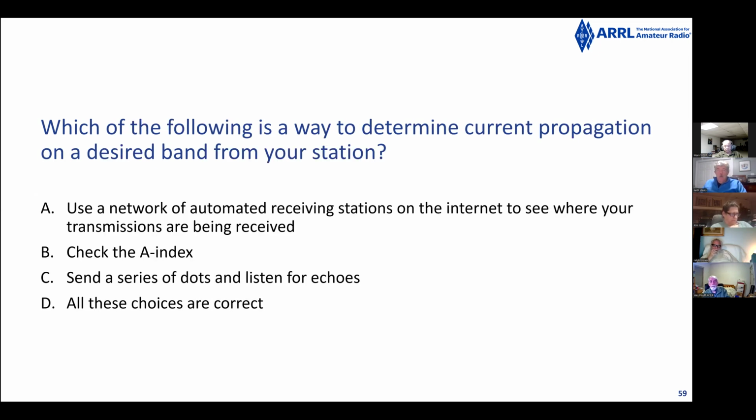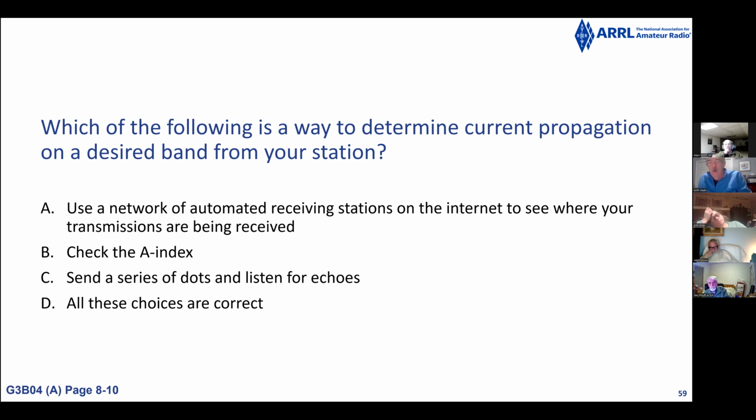Which of the following is a way to determine current propagation on a desired band from your station? A, use a network of automated receiving stations on the internet to see where your transmissions are being received. B, check the A index. C, send a series of dots and listen for echoes. Or D, all of these choices are correct. I'm sorry, this is in your book, but I didn't say anything about it tonight. It's A. Yeah, the answer is A.